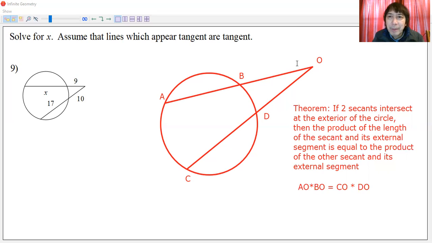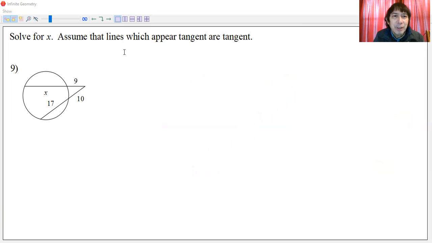Let's solve the problem. Let me clear my explanation. Let's do the next one. So this will be our solution.